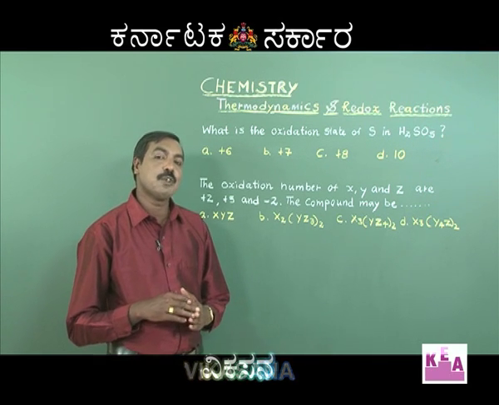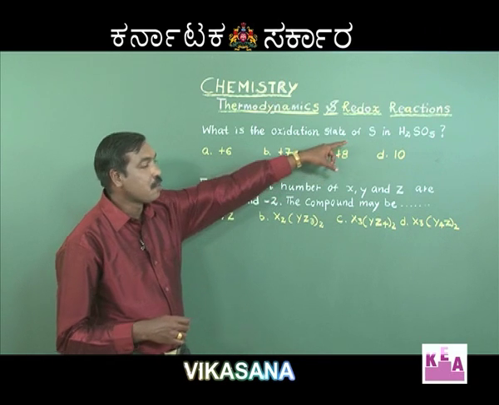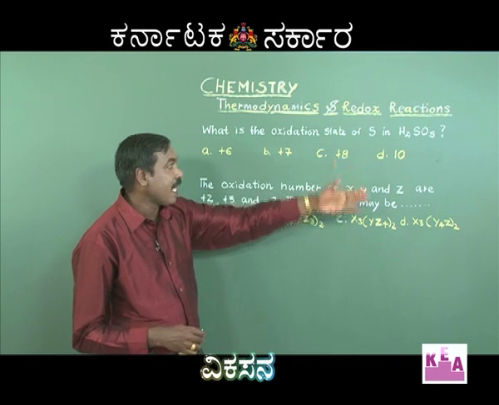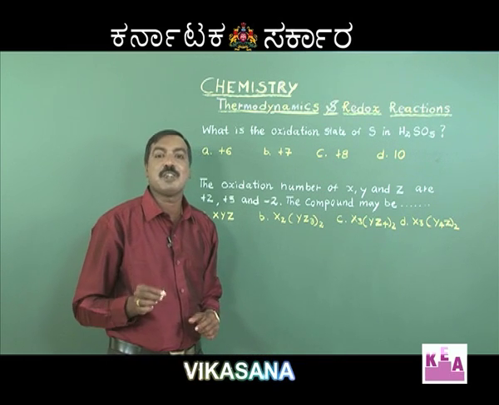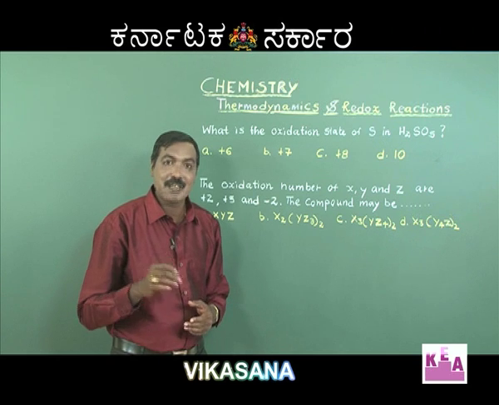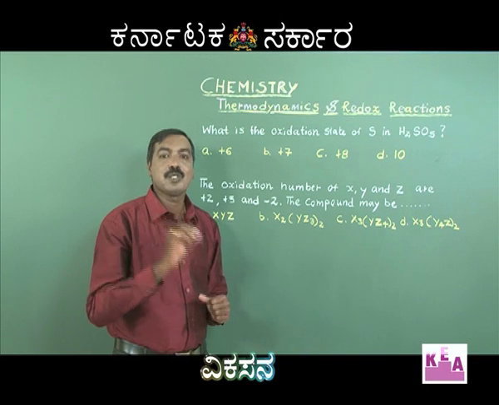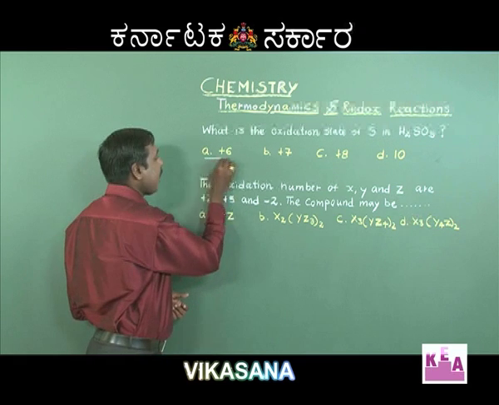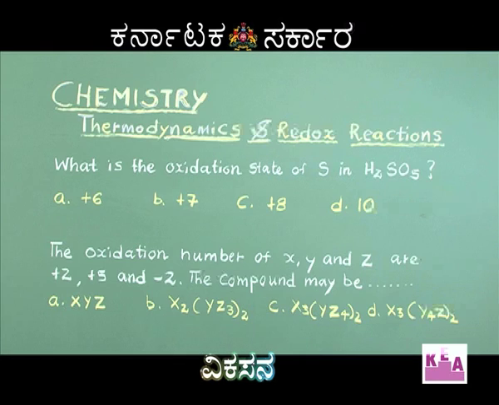By all probability, if you use the method that I have taught you, you will get the answer as +8. How do you get +8? 1 into 2 plus X plus 5 into -2, you get X is equal to 8. But we know that the maximum oxidation state of sulfur is +6. Therefore, this is an exceptional case. The oxidation state of sulfur in Caro's acid happens to be +6, and the right answer is option A, +6. Along with this, there are a few more exceptional cases.